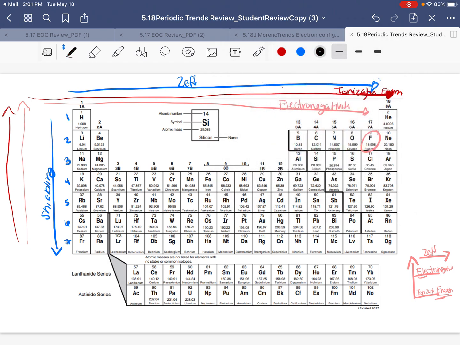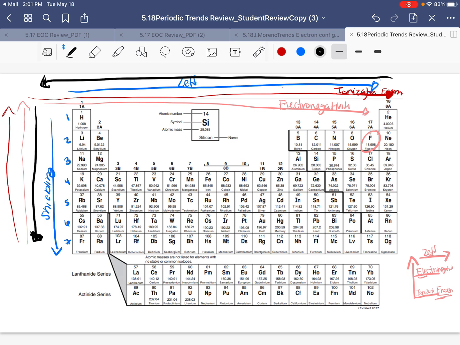So our atomic radius does the exact opposite. Atomic radius will go left and down. It's like the black sheep. That's why I wrote it in black. So our rebel is our atomic radius. So atomic radius increases as you go left because you have less protons, right? And the center pulling it in, and as you go down because you have more shields.